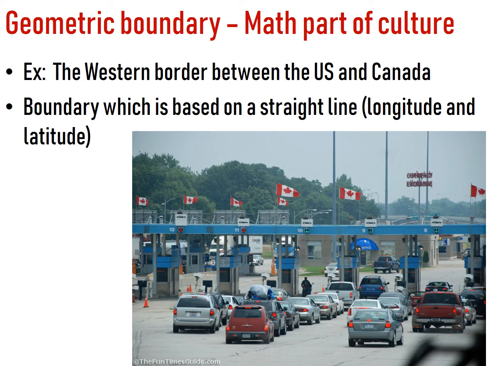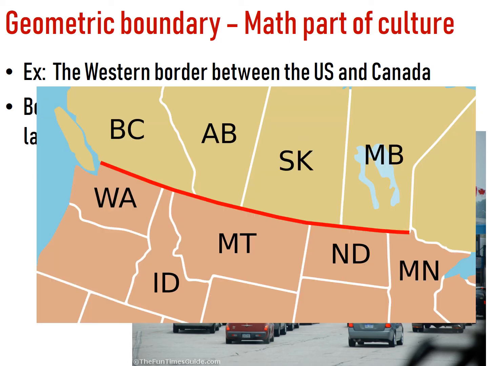Now the other side of culture, the geometric boundaries. A great example of this is the western border between the US and Canada because it's based on a straight line. It's based on latitude and longitude, right? It's a straight line. So you could also consider this an antecedent boundary because people weren't out there yet. But geometric boundaries are a really good one. So one based on latitude or longitude, or math, can be a cultural boundary.